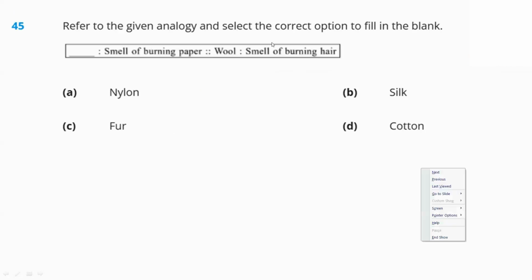Refer to the given analogy and select the correct option to fill the blank. Okay. So dash is to smell of burning paper as wool is to smell of burning hair. So if wool has smell of burning hair, then which of these has the smell of burning paper? Yes, it is the silk which has the smell of the burning paper. So option number B is our correct answer.